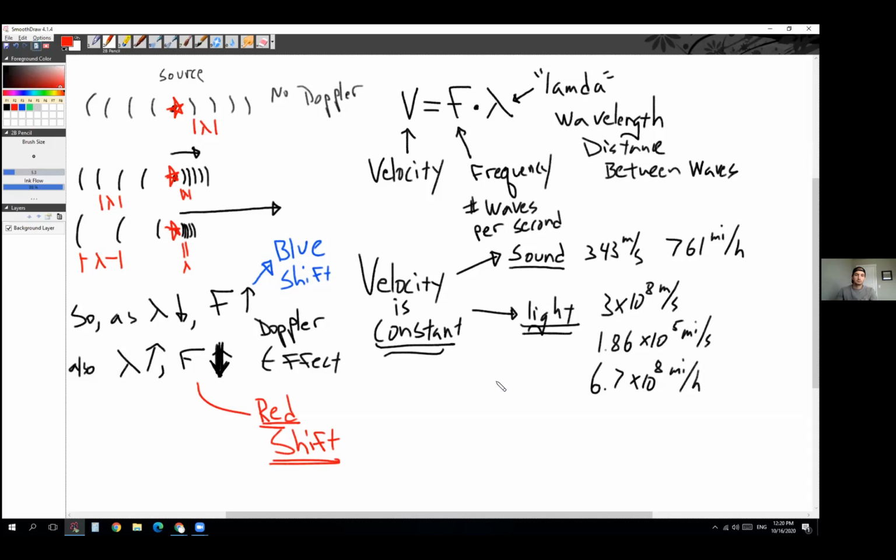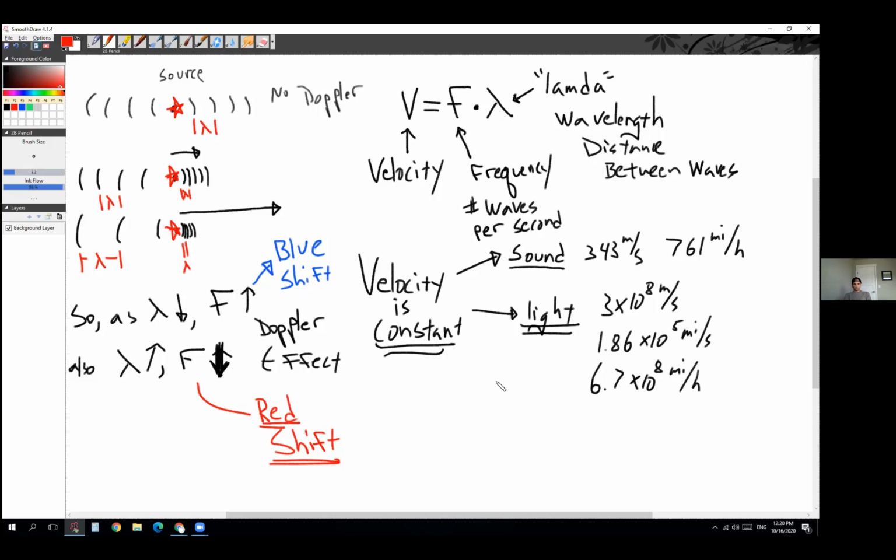There are some galaxies that are coming towards us. There's one called the Andromeda Galaxy. It's our closest galactic neighbor. That galaxy's light is blue shifted. That means that galaxy is actually moving towards our Milky Way galaxy. Eventually, those two galaxies are going to merge together.